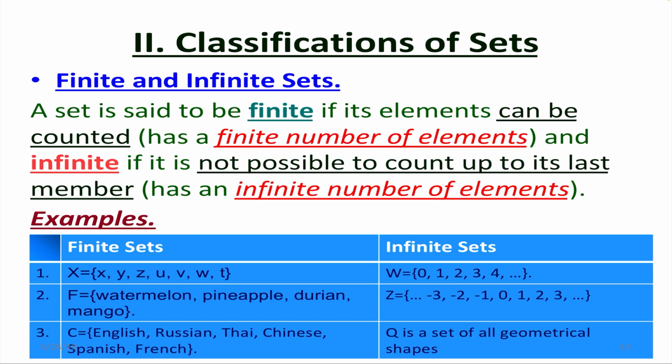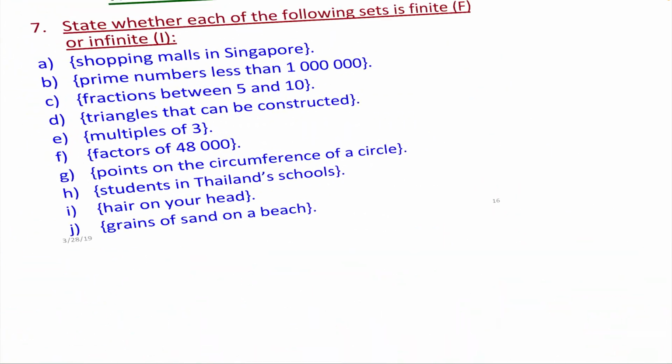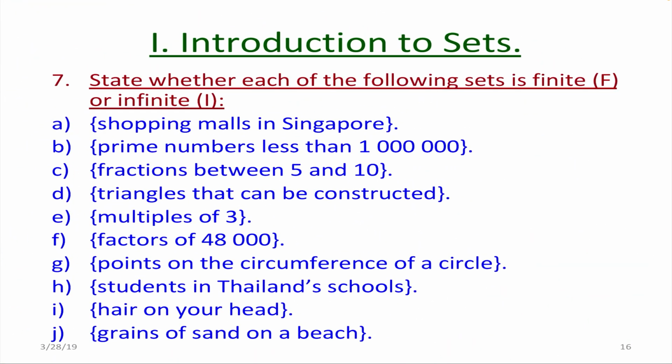Now, let's move to infinite sets. Let's say the set of whole numbers W: 0, 1, and so on. The set of integers. And the last one, Q, is the set of shapes. Some examples.